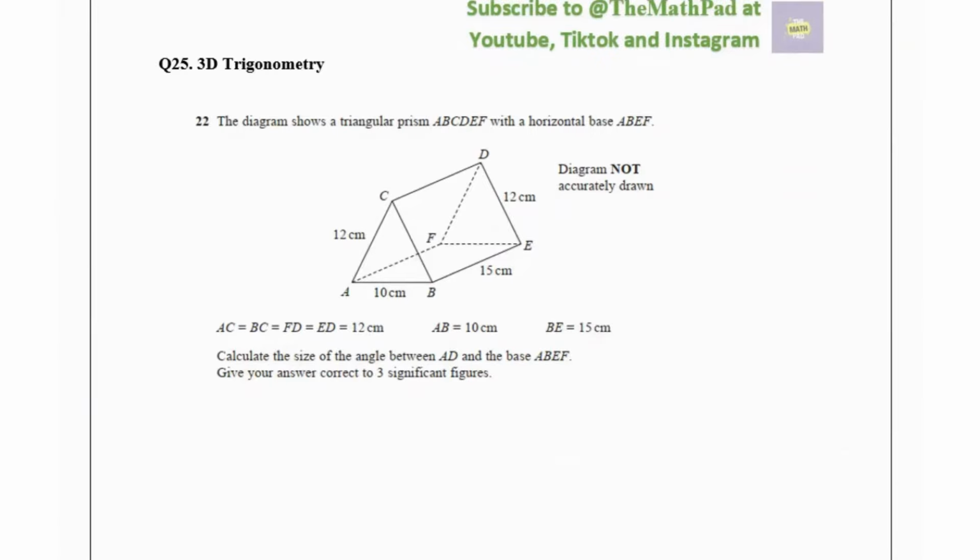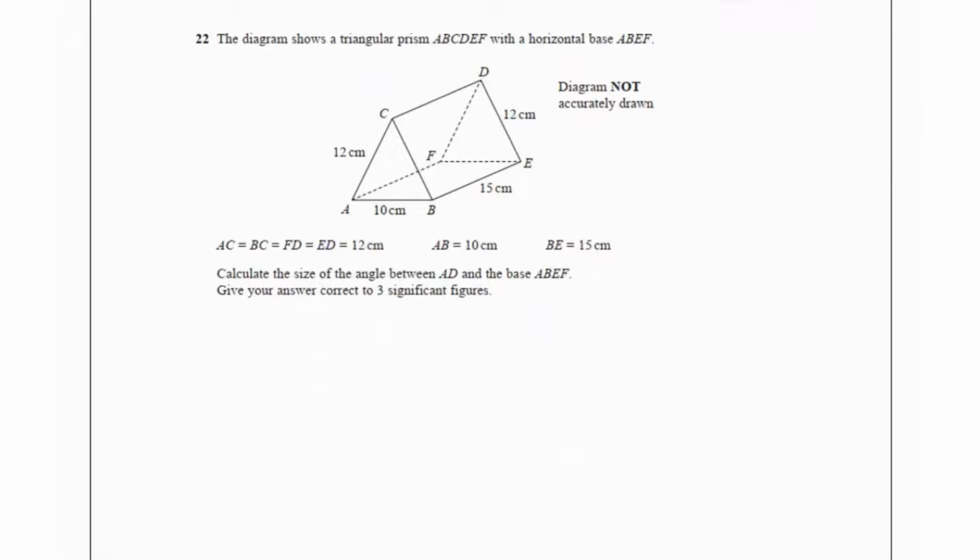In June 2025, they gave a cuboid for 3D trigonometry. So I thought, why not give a prism, because it's very easy to solve a cuboid.